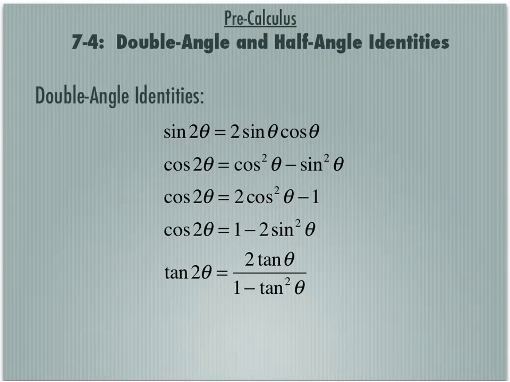Hi again, Pre-Calc. Today we're going to look at lesson 7.4, some more identities, and a couple of specialized ones. These are called double angle and half angle identities. So a bunch more identities for you to write down.